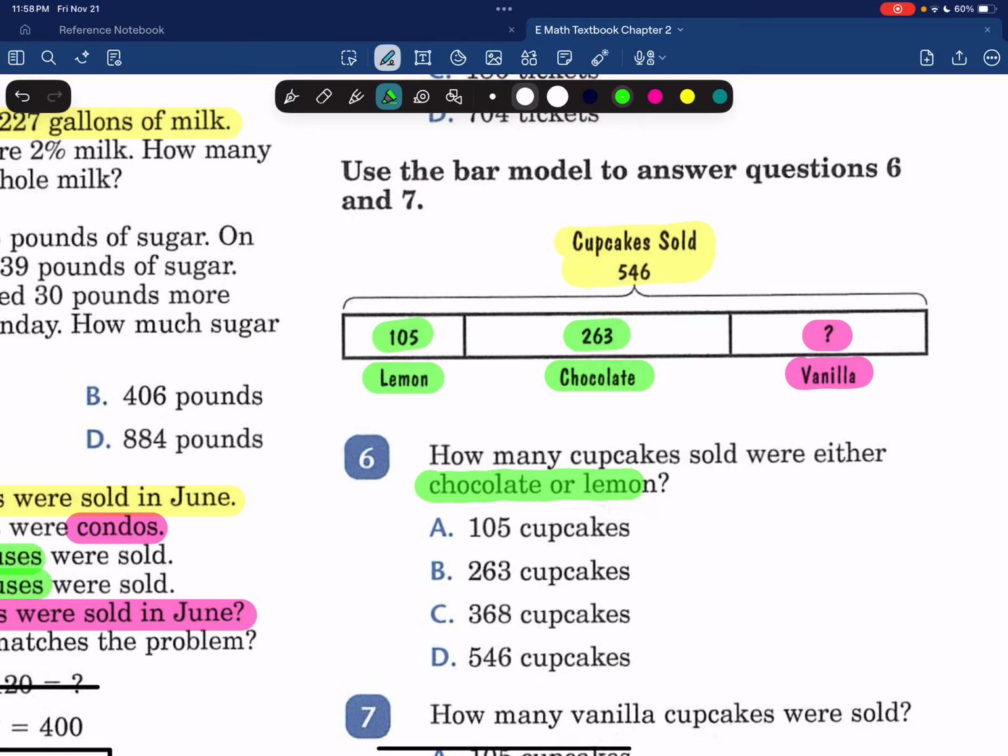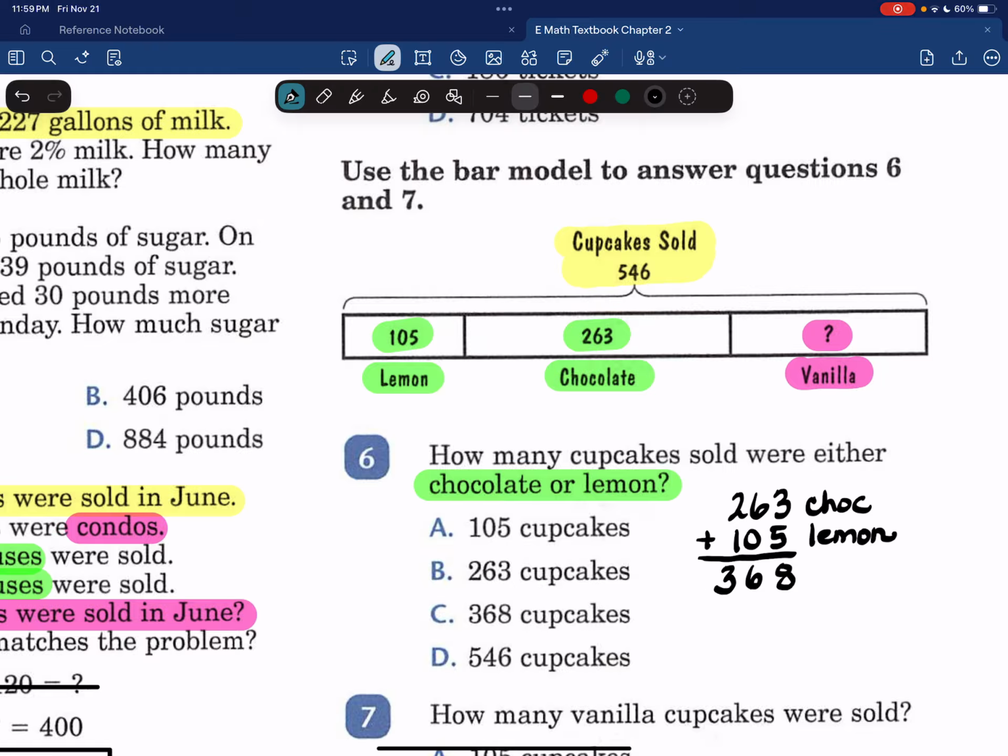So the question is asking about chocolate or lemon. So we know that there were 263 chocolate and 105 lemon. And we want to combine those to see how many of our cupcakes fit this description. So there's 368 of them that fit this description. So I like C as in cupcake.